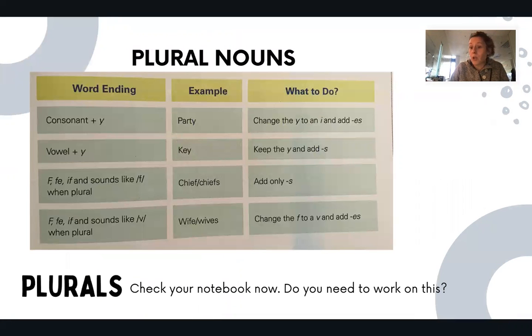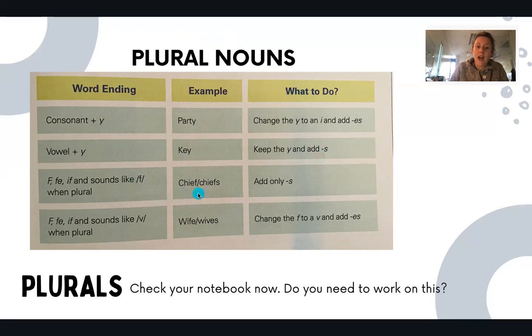Might your focus be plural nouns? So there's different rules when there's more than one of a noun. So for example, if something ends in a Y, like we went to the party after school, there's a Y at the end, the Y changes to I and you add ES. So it becomes parties, P-A-R-T-I-E-S. If your word ends with a vowel and then a Y, you keep the Y and you add S.